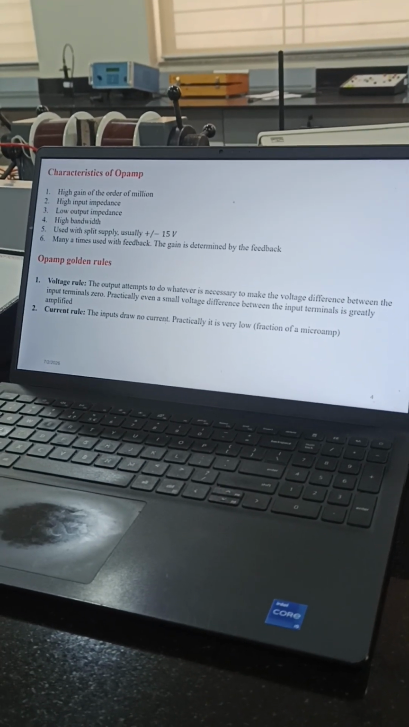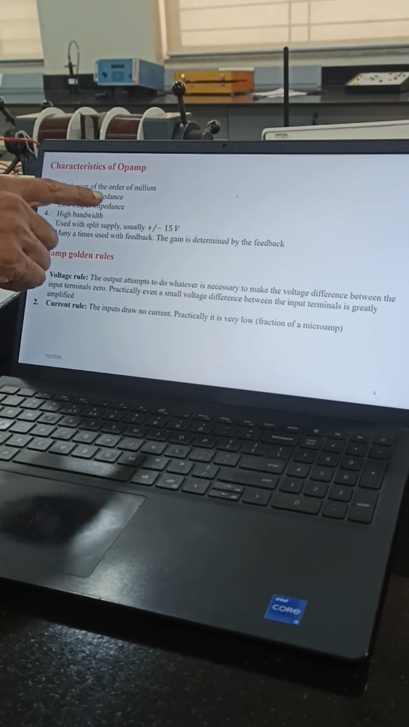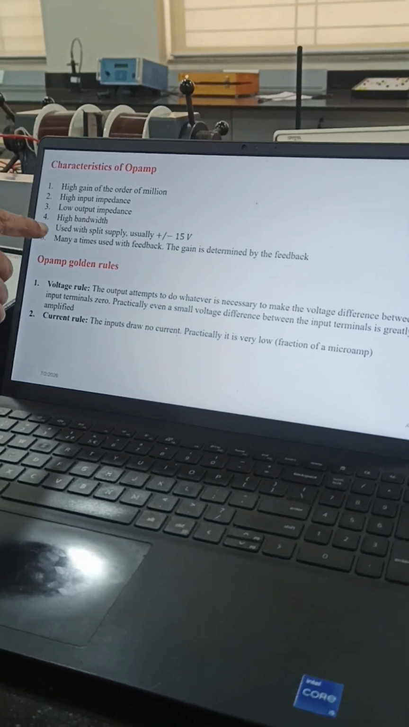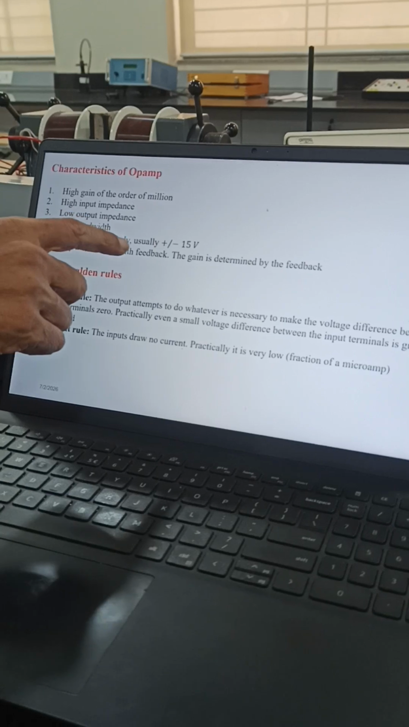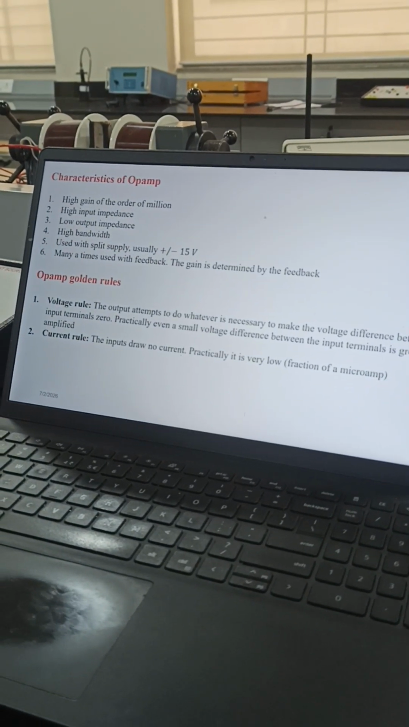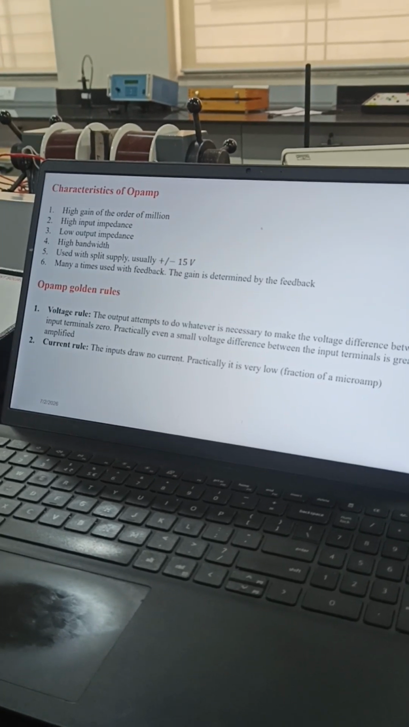Now what are the characteristics of the OpAmp? Its gain is very high, its input impedance is very high, output impedance is very low, the bandwidth is high, and it is used with a split power supply like plus or minus 15 volts. Many a time it is used with feedback, positive and negative feedback. That feedback will decide the gain.